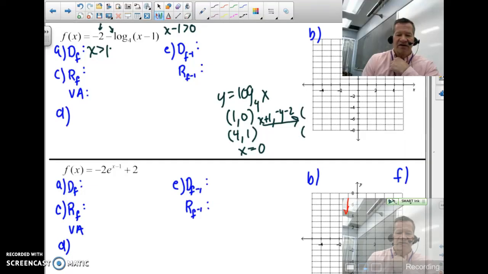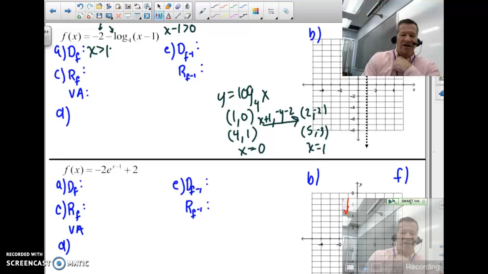So where does all this stuff end up? Well, 1 plus 1 is 2, 4 plus 1 is 5, 0 plus 1 is 1. And then negative 0 minus 2 is negative 2. Negative 1 minus 2 is negative 3, and so on. So then just graph these things. And everything else is pretty much the same deal.